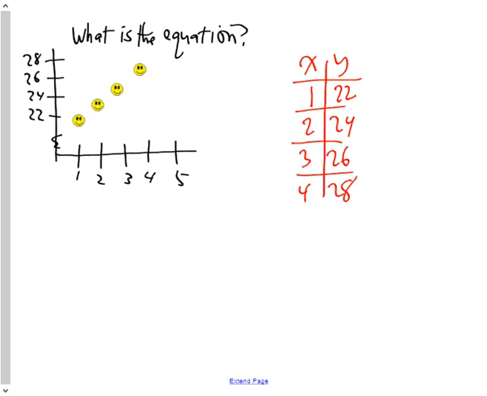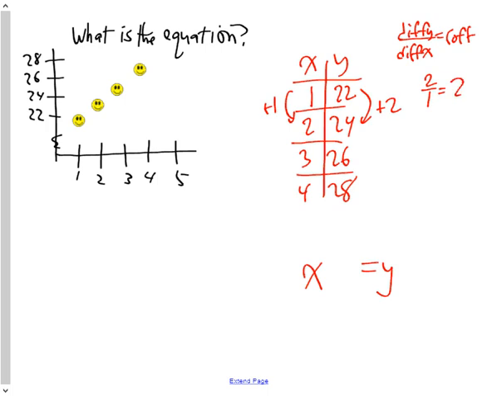I'm still going to use that difference in y divided by the difference in x formula to get my coefficient of the relationship. So I put y is equal to x. This is my partial equation. Since the difference here is adding 2 and the difference here is adding 1, 2 divided by 1 is 2, which means my coefficient is 2.